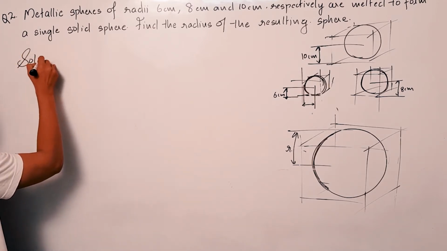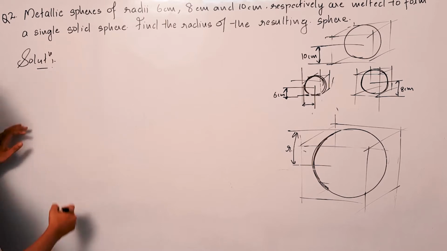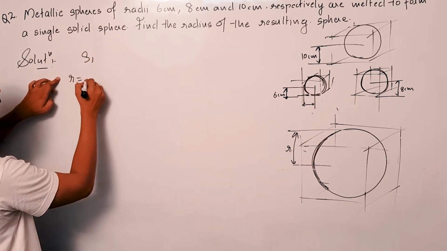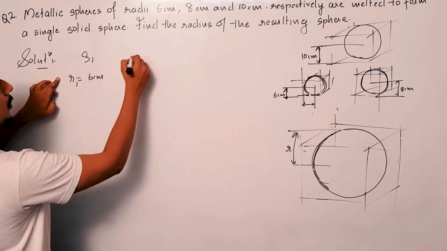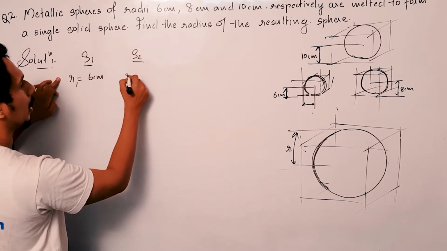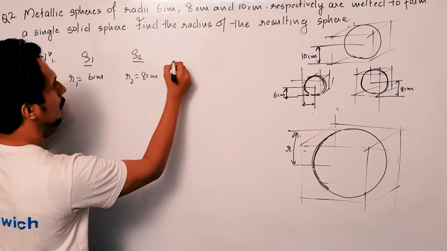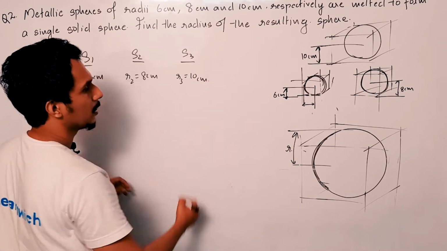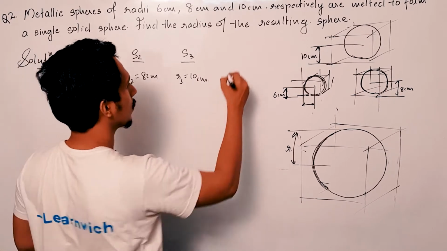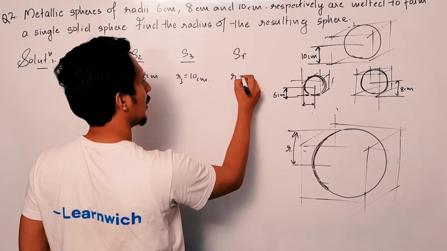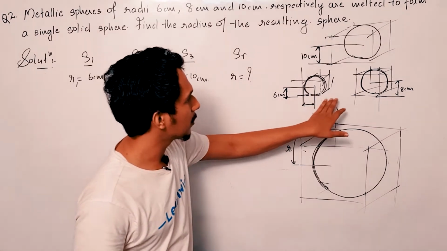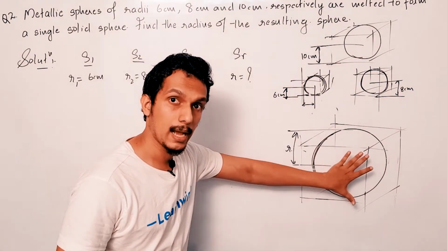So let's look at the solution. Let's say sphere 1, S1. What is the radius? R1 is 6 centimeter. S2, sphere 2, R2 is how much? 8 centimeter. Sphere 3, R3 is 10 centimeter. Then we have the resultant sphere. Let's say SR. Let the radius be R itself. Now can I say that the volume of this plus this is equal to volume of this one? I can do that, no?